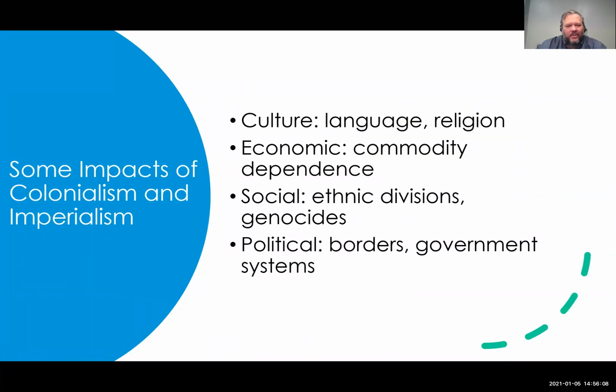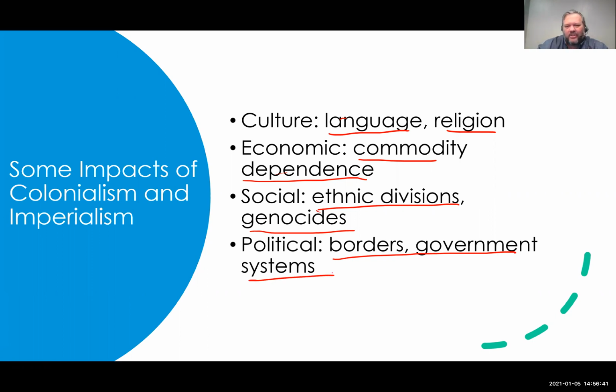All right. And some of the impacts of colonialism and imperialism: spread of different languages, spread of different religions, commodity dependence. A commodity is like raw material stuff, the basics that people need for survival for the most part, or for comfort. Socially, we have a lot of ethnic division, genocide. Genocide is when one group of people gets killed just for who they are, and we might watch a movie on that. And then obviously political, we have different borders, different government systems.